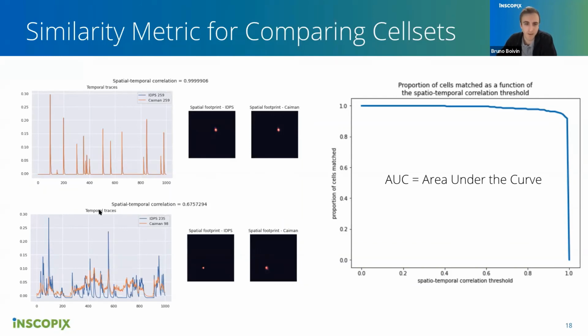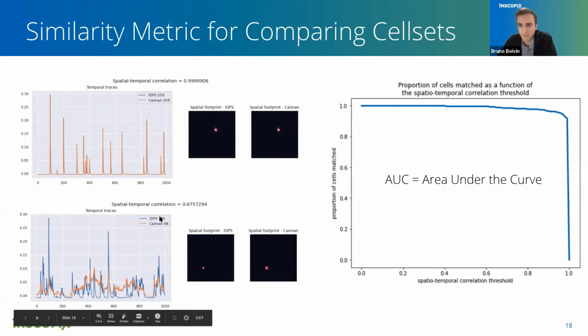At the bottom, you have an example where this spatial temporal correlation was lower. It's only 0.67, but when you look at the spatial footprints you can still see that they were trying to identify the same cell. It's roughly the same area in the field of view, although the two algorithms identified slightly different temporal traces, with the IDPS trace perhaps looking more like neuronal activity than the one we got with CaImAn.